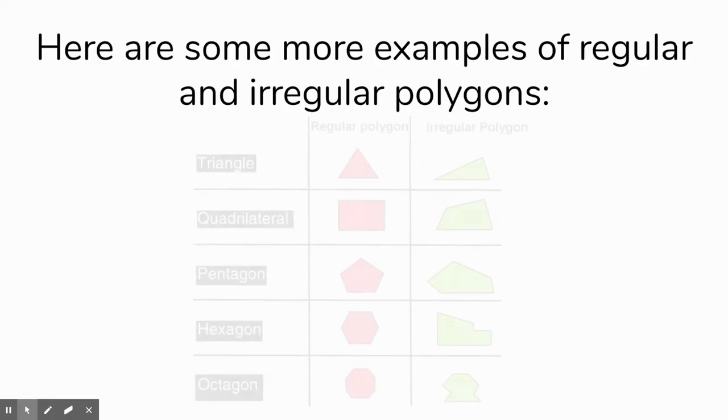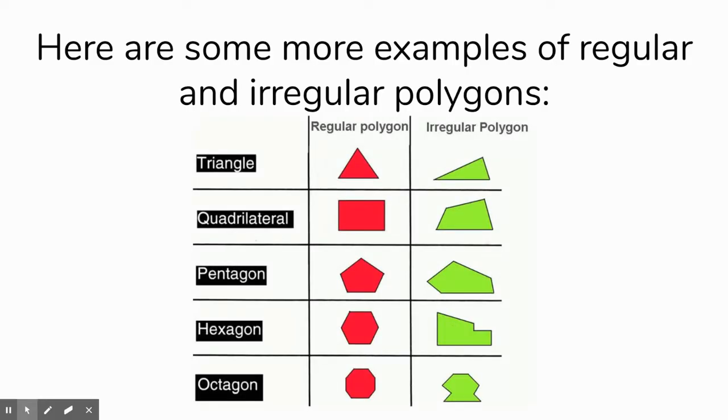And here are some more examples of regular and irregular polygons. If you look at the left, you can see the regular version, and then you can see the irregular version. So again, you compare the triangles, the quadrilateral and the pentagon, the hexagon, the octagon. If you look at the irregular ones, you can tell they just don't look quite the same. You can tell that not all the sides are the same. And since not all the sides are the same, the angles aren't the same either. On the regular one, you can see all the sides are the same length and all the angles are going to be the same since all the sides match.